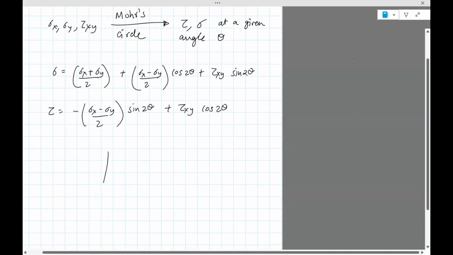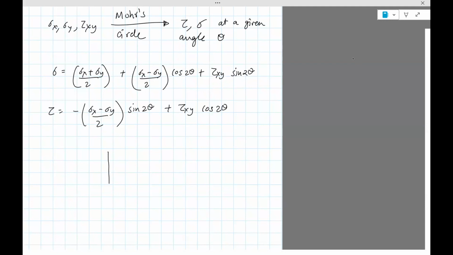I should also show this diagram, which I drew a while back. It is sigma x, sigma y, tau xy, the sigma, this is tau. Now this is assumed that you just cut the rectangle at a cross section at an angle theta.